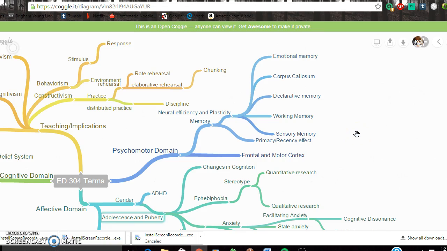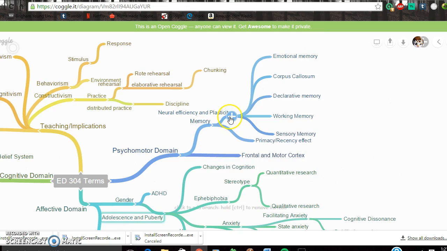So the psychomotor domain has to do with how our bodies function mechanically, and that has a lot to do with our frontal and our motor cortex. There's a lot of other things, obviously, that are involved in the way that our bodies function, but in terms of this class, I'm just going to talk about these two cortexes.